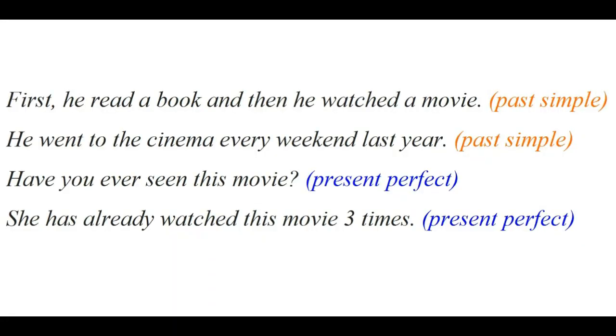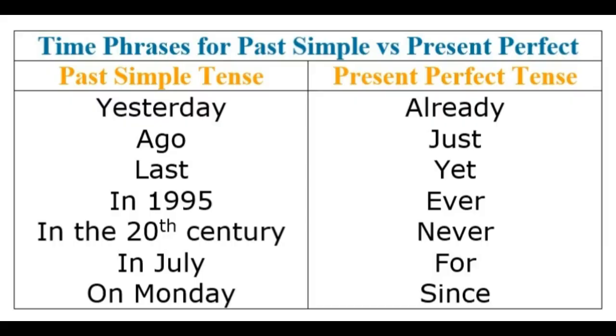The past simple tense indicates a series of finished actions or repeated actions. The present perfect expresses experience or result. I'll actually insert a few examples to the video. There are also some time phrases that we use with each of these tenses. I will insert a table to the video so that it's easier for you.